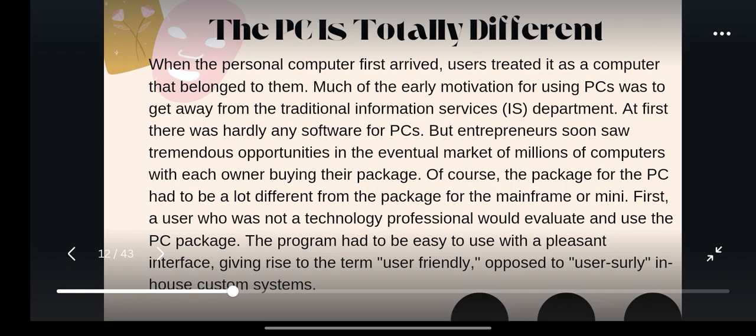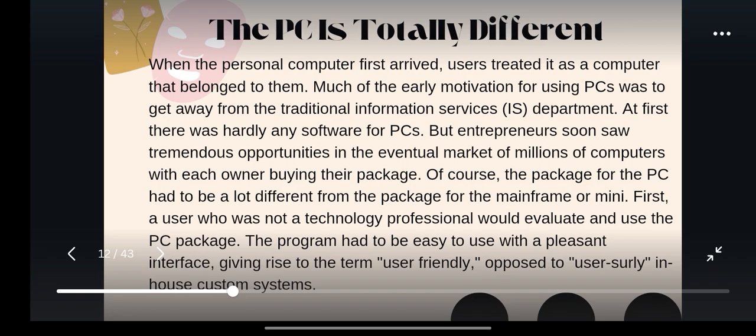So, the PC is totally different. When the personal computer first arrived, users treated it as a computer that belonged to them. Much of the early motivation for using PCs was to get away from the traditional information system or IS department. At first, there was hardly any software for PCs, but entrepreneurs soon saw tremendous opportunity in the eventual market of millions of computers, with each owner buying their package.